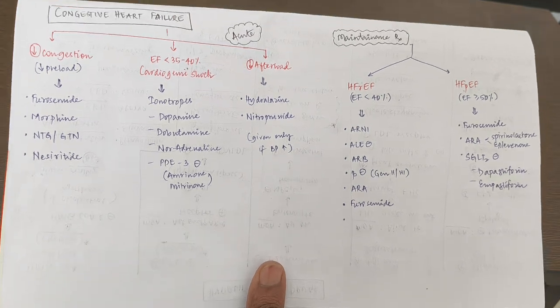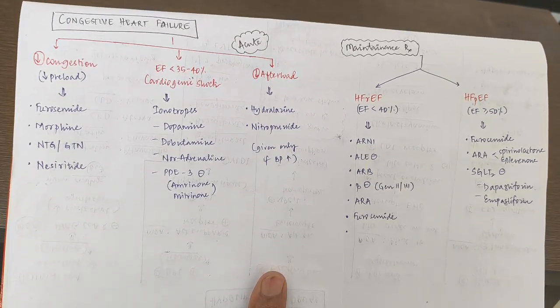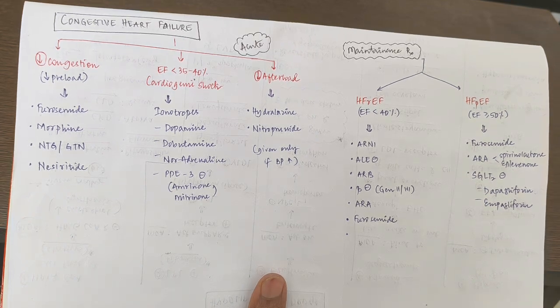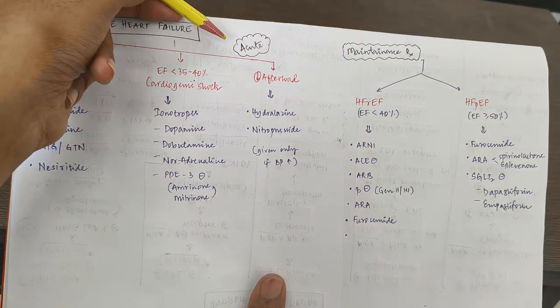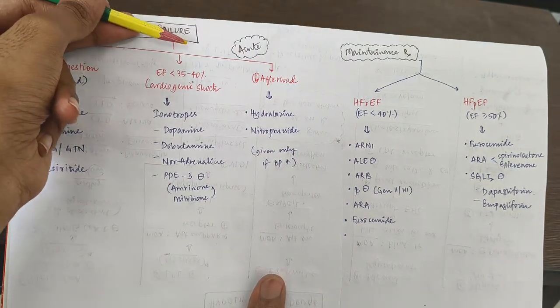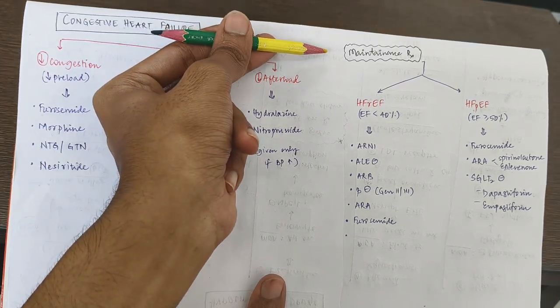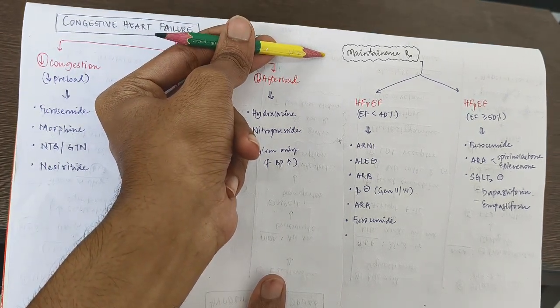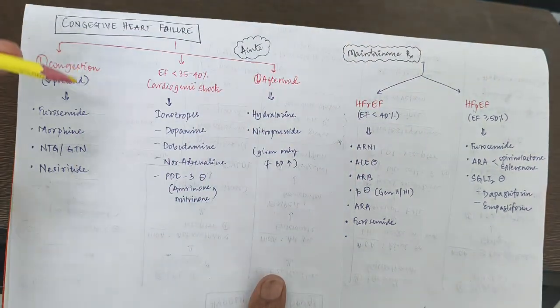Okay friends, let's start the next topic in CVS, that is congestive heart failure. What are the drugs used in heart failure? In heart failure there are two types you are going to categorize it: acute and maintenance treatment. Acute cardiac failure will have different types of management, whereas management according to the maintenance therapy will be based on the echo findings. I'll be dealing with it later. First we are going to see acute.